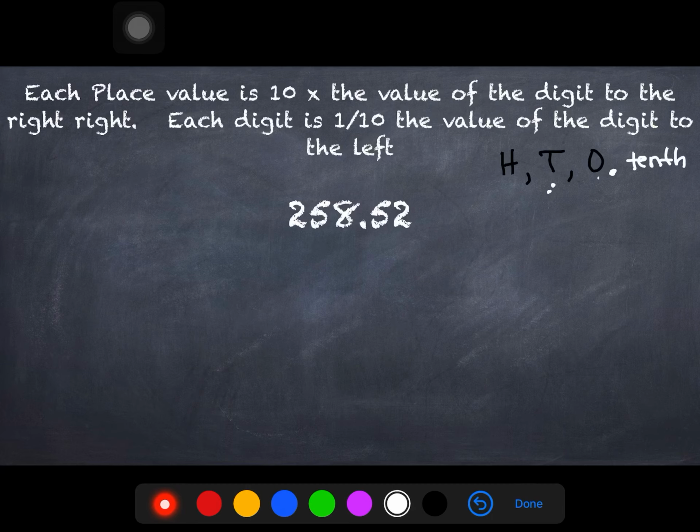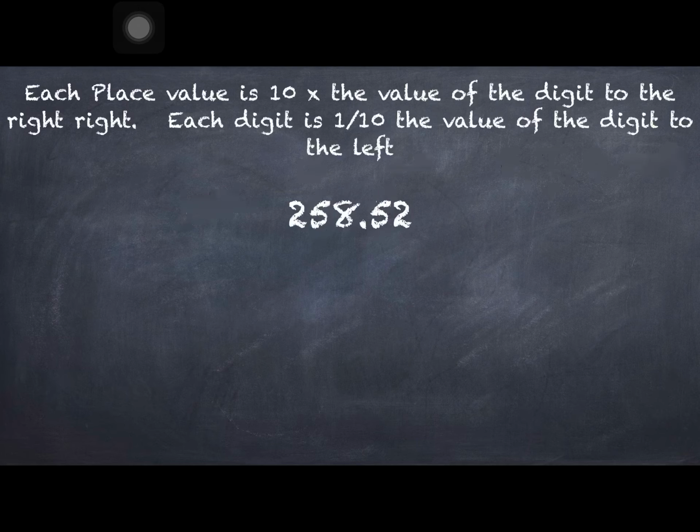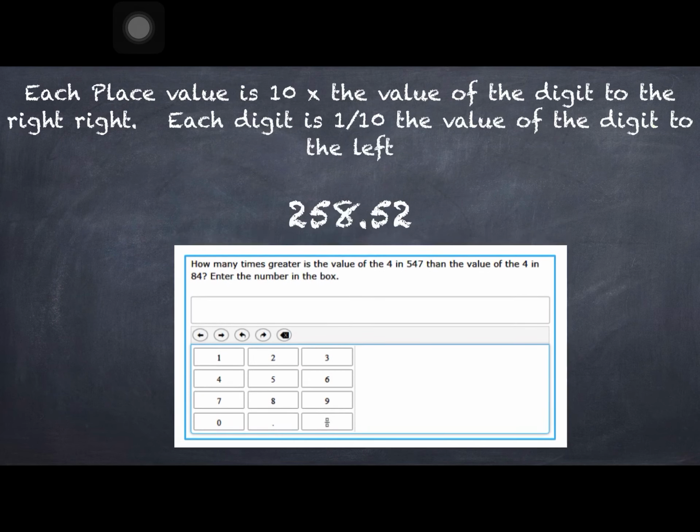If there was a decimal and I had my tenths here, the ones is 10 times the value of 1/10. So in this problem, I have 5 tenths and 50 in the place values. They're 2 place values over, times 10 times 10. The 5 in the tens place is 100 times the value of the 5 in the hundredths place.